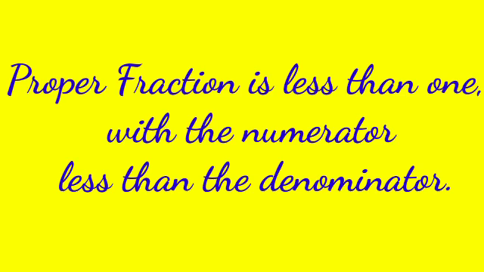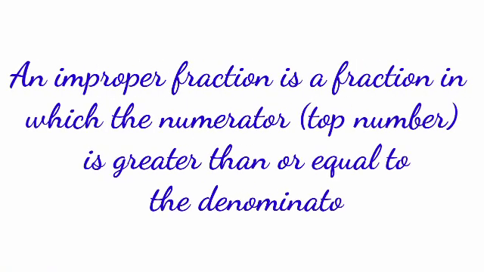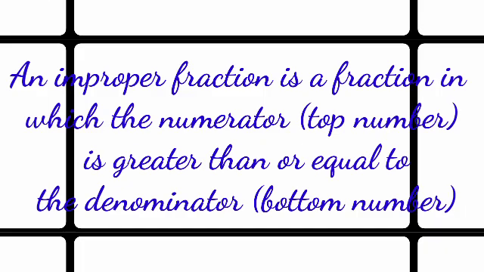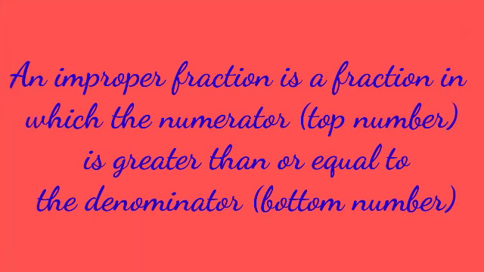Proper fraction is less than 1 with the numerator less than the denominator. Then what is improper fraction? Students, improper fraction is a fraction in which the numerator, that is top number, is greater than or equal to the denominator, that is bottom number. Means the number which is up to the line, it is numerator, and down it is denominator.